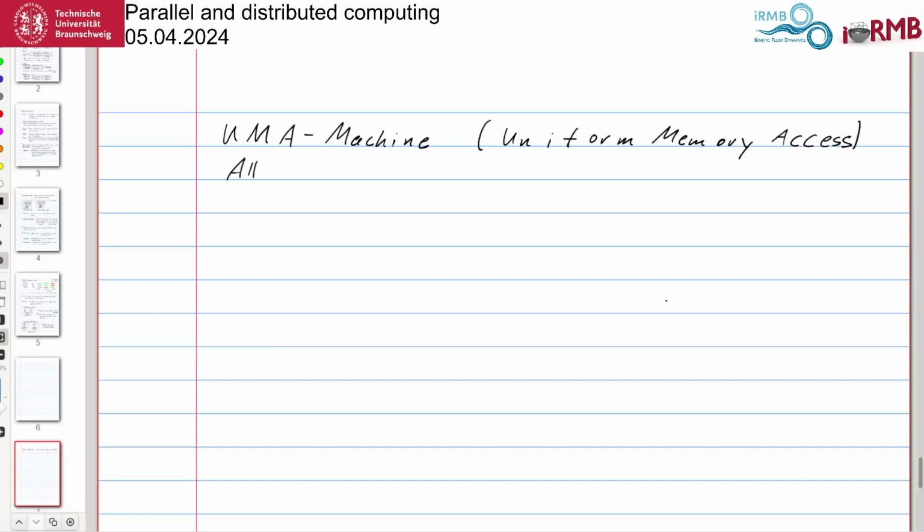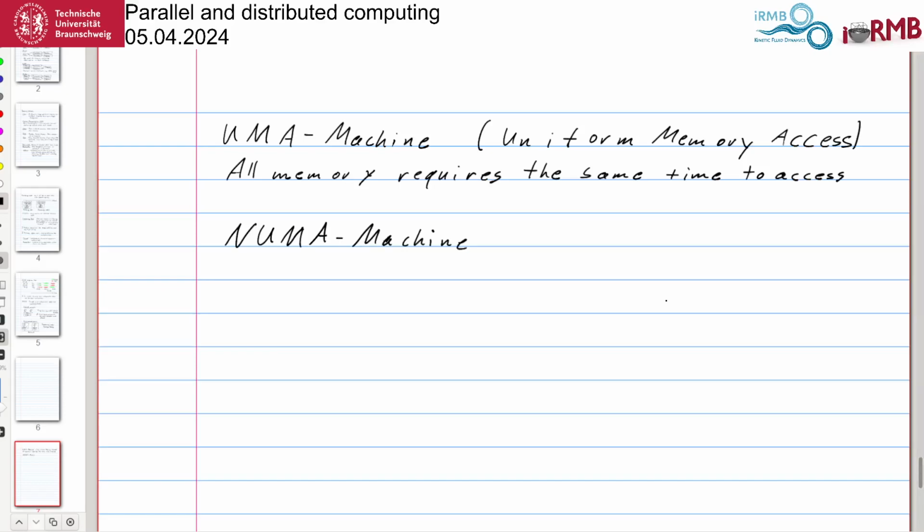So all memory requires the same time to access. And then when there's uniform, then there's of course non-uniform. This is called a NUMA machine, which is just non-UMA. And this means that access time depends on location.